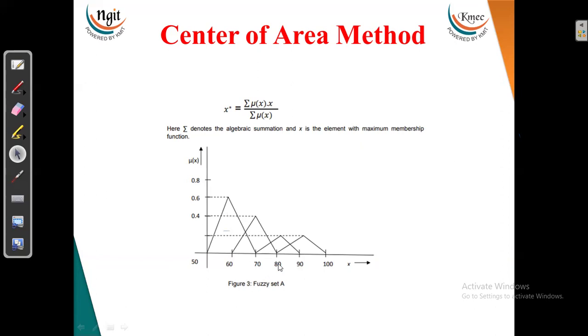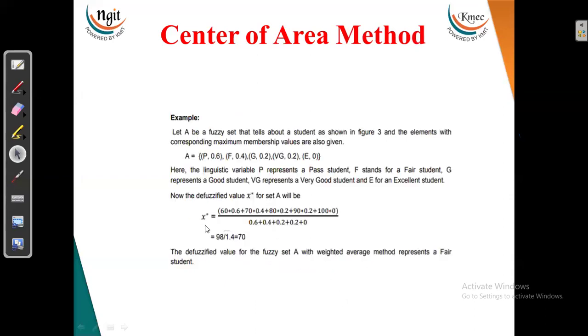70 into 0.4, 80 into 0.2, 90 into 0.2, 100 into 0. So that will be the formula. So 60 into 0.6, 70 into 0.4, 80 into 0.2, 90 into 0.2, like that. Finally, down, what you are adding is only these values, 0.6 plus 0.4 plus 0.2. So this particular defuzzified value is 1.4.